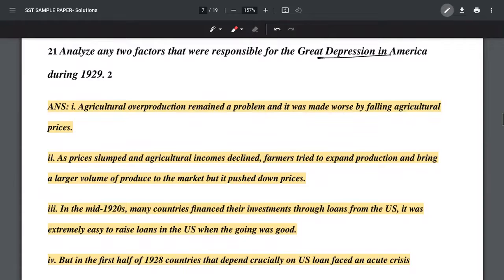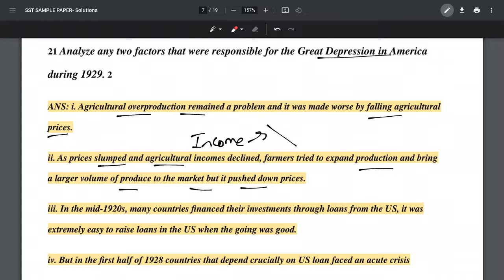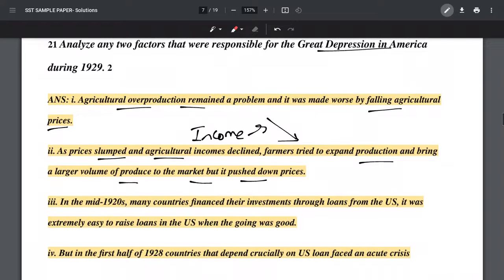Great Depression. First of all, agriculture overproduction remained a problem, made worse by falling agriculture prices. Agriculture prices decreased and overproduction was a problem. As prices slumped and agriculture incomes declined, farmers tried to expand their production and bring a larger volume of produce to the market, but it pushed down the rates. So the income which came from farming was declining, isn't it? Farmers started to grow more, but it was pushing the rates further down.